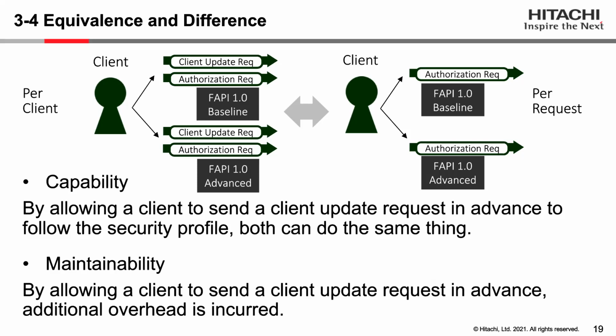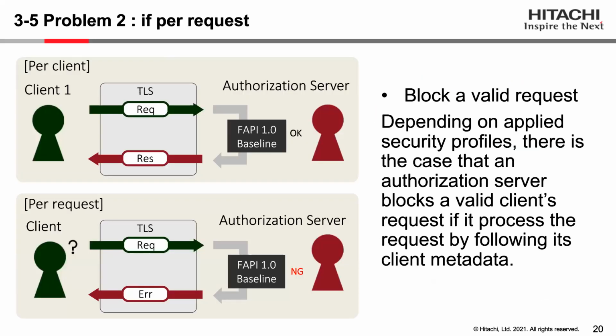But however, from the point of maintainability, it introduces additional communication overhead between the client and the authorization server. Therefore, it might be preferable to apply the per request option. But however, applying the per request option may cause some problems. In some cases, the authorization server rejects a valid request from the client that meets the requirements of some security profiles.